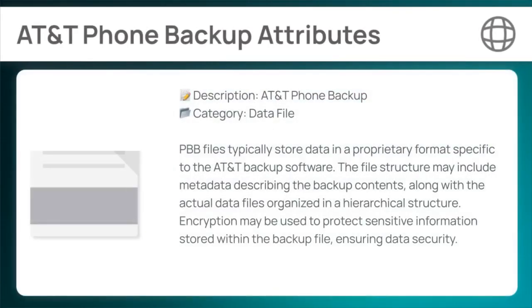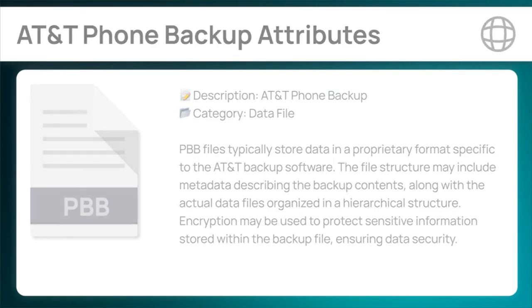PBB files typically store data in a proprietary format, specific to the AT&T backup software. The file structure may include metadata describing the backup contents, along with the actual data files organized in a hierarchical structure. Encryption may be used to protect sensitive information stored within the backup file, ensuring data security.